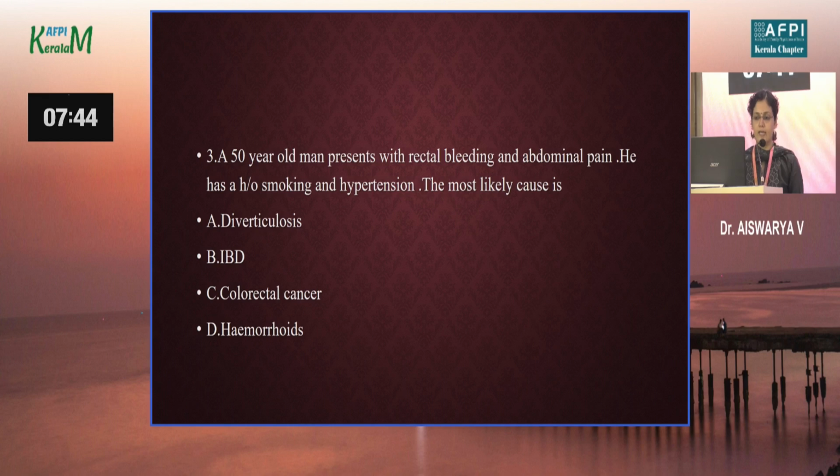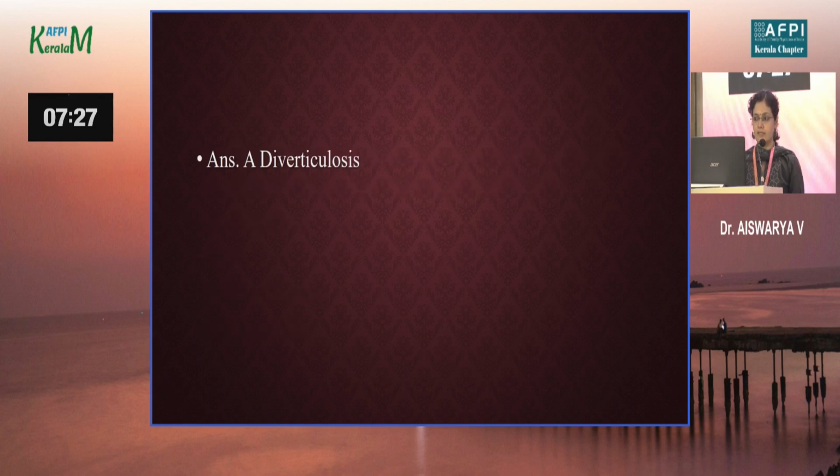The last question. A 50-year-old man presents with rectal bleeding and abdominal pain. He has a history of smoking and hypertension. The most likely cause is A, diverticulosis, B, inflammatory bowel disease, C, colorectal cancer, D, hemorrhoids. Smoking actually increases the risk of diverticulosis.